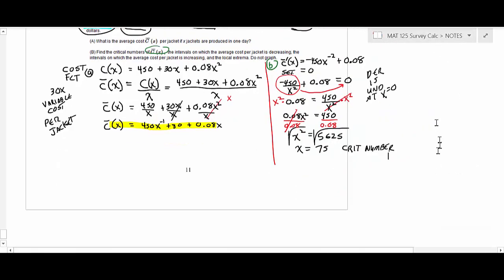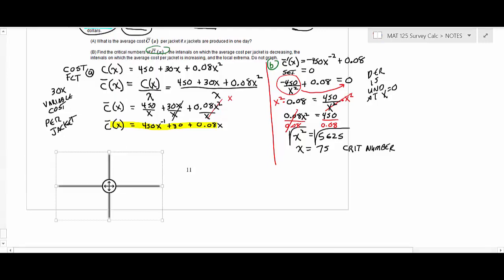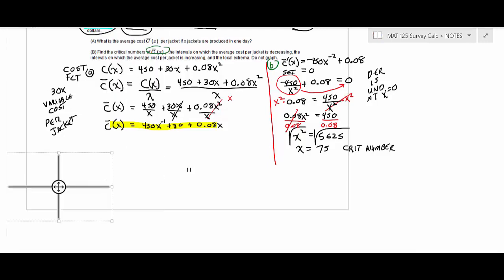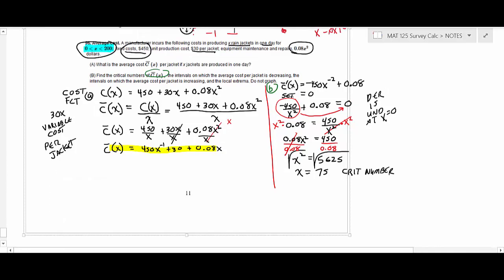Now what we're going to do is a sign chart. So we've got our critical number. So what we need to do is just do a sign chart. I'm going to do this kind of down. Whoops, that's not what I meant to do. Do a sign chart. So just draw a number line.